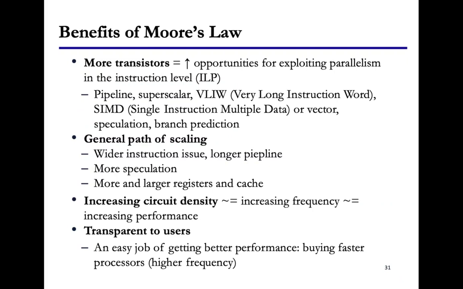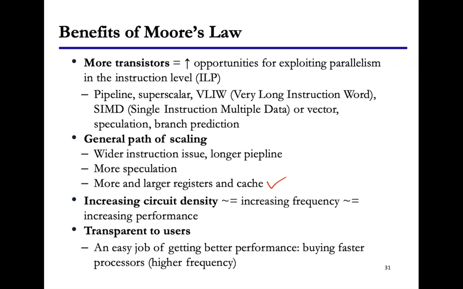Another benefit of Moore's law is the general path of scaling. What is the general path of scaling? By increasing the transistors, we get wider instruction issue and longer pipelines. That means the number of instructions can be increased from 1 to n instructions and the pipeline applied in parallel. Suppose instructions 1 to 100 are executed by one core, then instructions 101 to 500 are executed by another core, and so on. That is the general path of scaling. When the number of instructions increases, there must be more speculation, larger registers, and cache required to improve the performance of your computer.